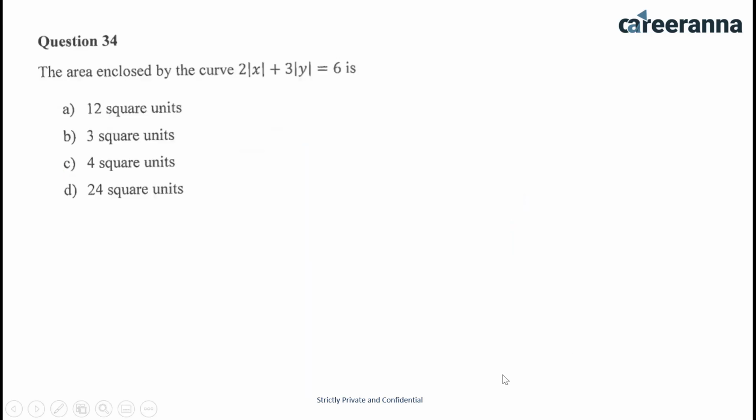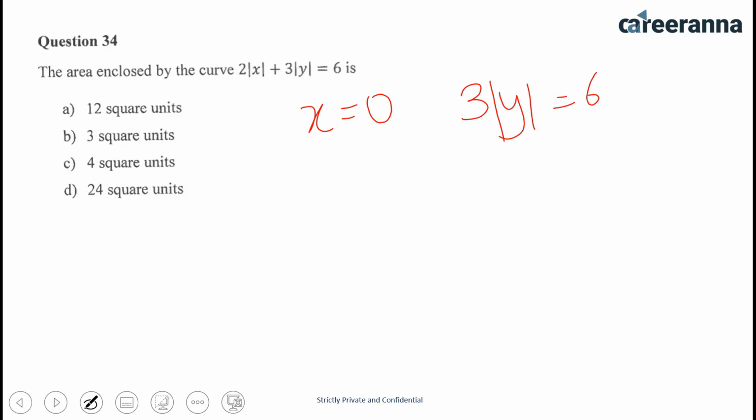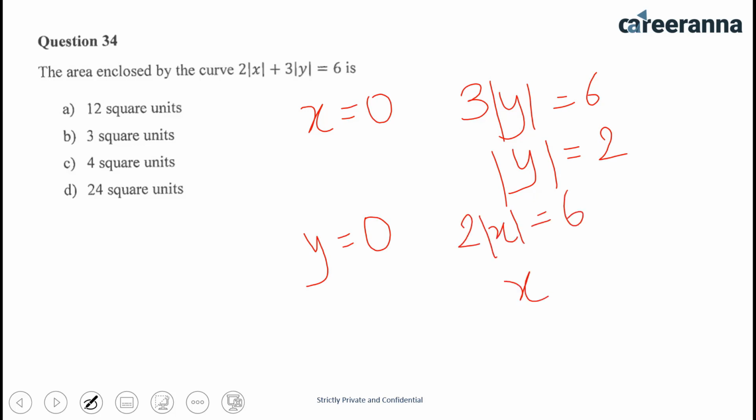The question is saying: the area enclosed by the curve 2|x| plus 3|y| equal to 6 is. So the first thing that we should do here is put x equal to 0. So this will become 3|y| is equal to 6. |y| turns out to be 2. Similarly, I'll be doing for y equal to 0. So this will become twice of |x| is equal to 6. |x| comes out to be 3.